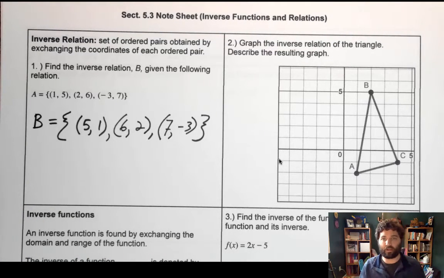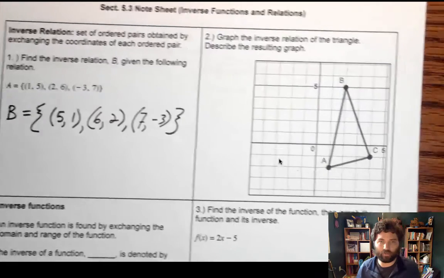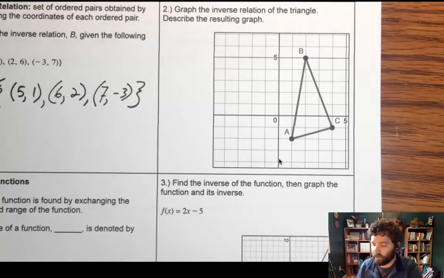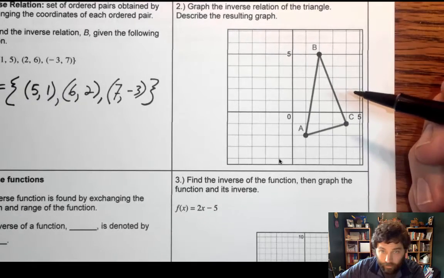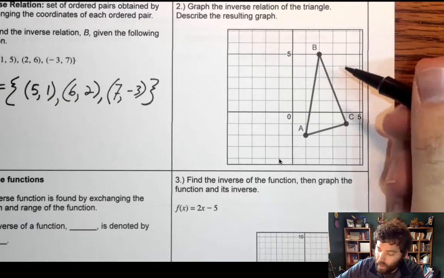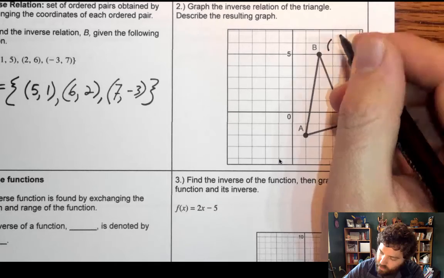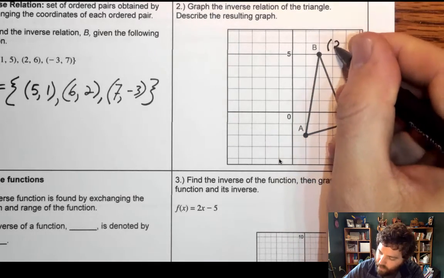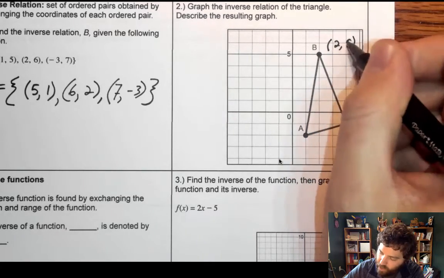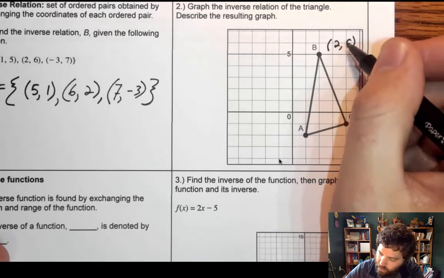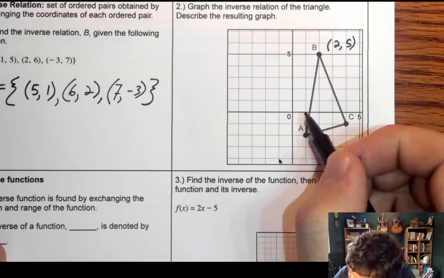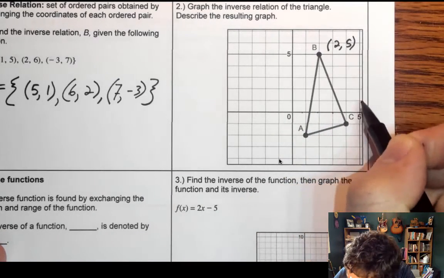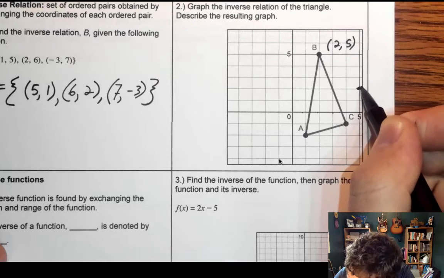Now, before I say more, let's go to number 2, and we'll look at what happens graphically here. So to find the inverse of this relation, I'm just going to take, again, and change the order of the points. So if point B is at 2, 5 here, I'm going to change the order of the points and plot it. So then I'm going to plot 5, 2. So I'm going to go over 1, 2, 3, 4, 5, and up 2. So there's where that point would land.